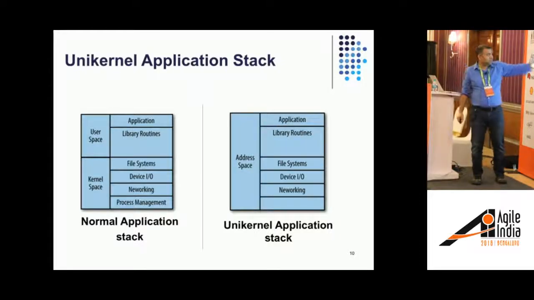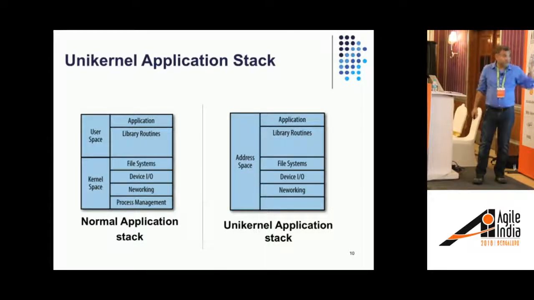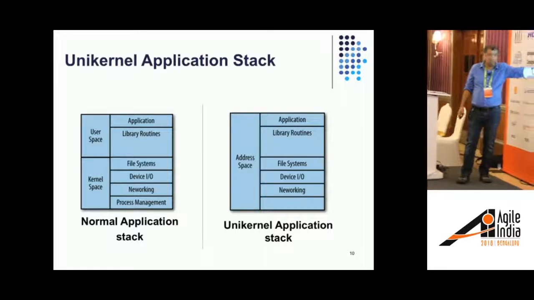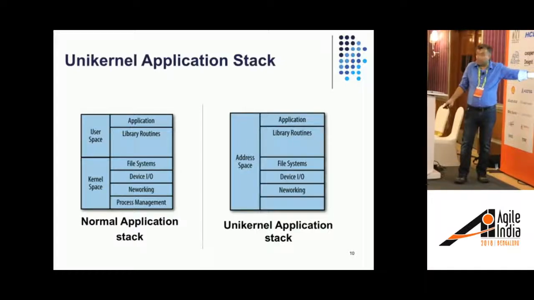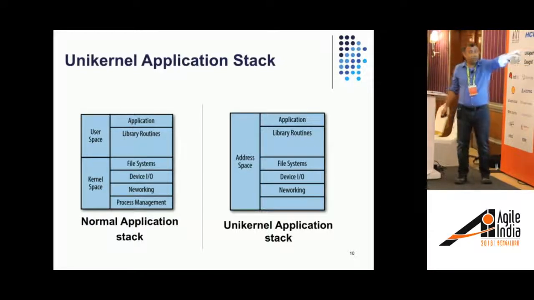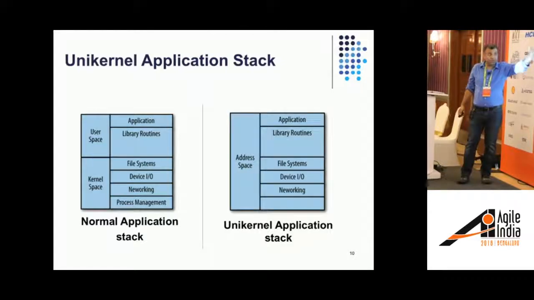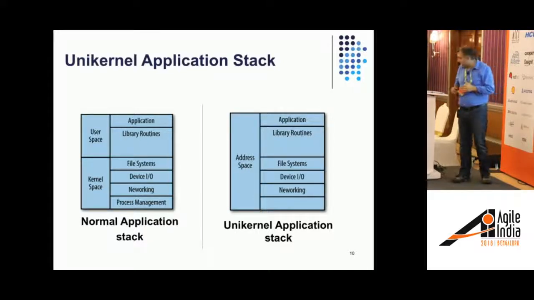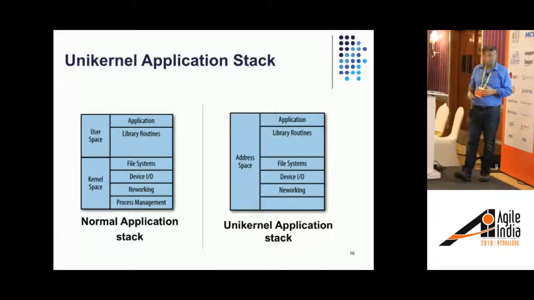By the way, this networking and that networking are not exactly the same. For example, you may not use all components of networking, so that component would only have the stuff that your application actually needs. Notice that there is no process management, because you don't have processes in a unikernel. And if you don't use a file system, you won't have a file system in your application. So it's on a demand basis. This is how a unikernel application stack would actually look.